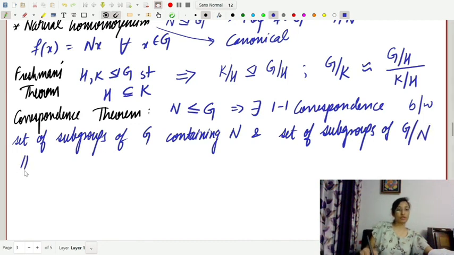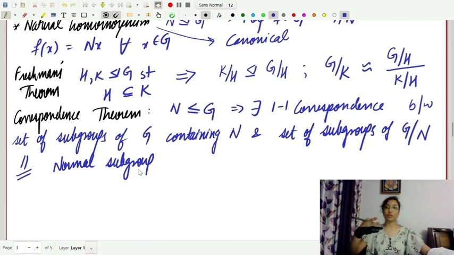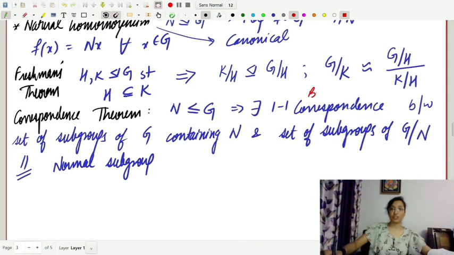A similar correspondence is also true in the case of normal subgroups. That is, if N is a normal subgroup of G, there exists a one-to-one correspondence between the set of normal subgroups of G containing N and the set of normal subgroups of G modulo N. One-one correspondence implies bijection, a one-one onto map.